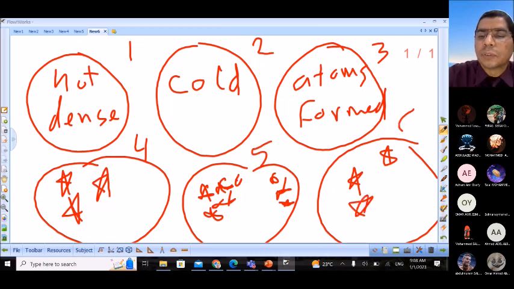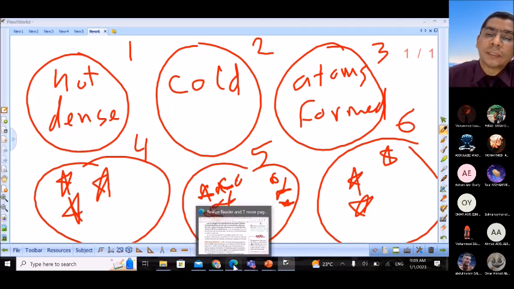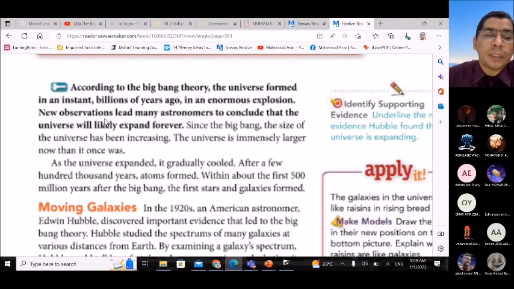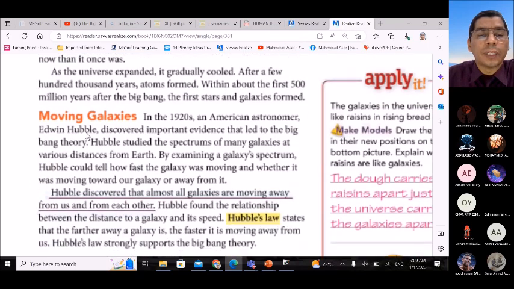So we have steps. When you study, inshallah, everyone, try to put them in order. Try to summarize them in order. You see now, we have a big, hot and dense body. It becomes cold. Atoms are formed. Then stars and the galaxies are formed in this line exactly as you see. Then the stars or galaxies are moving now.